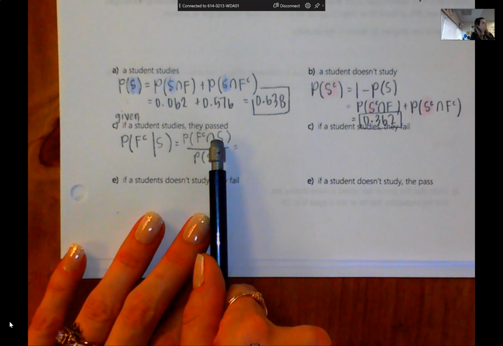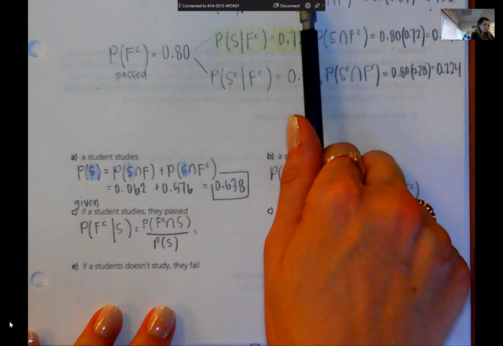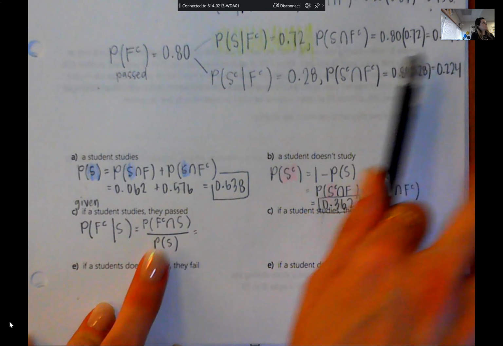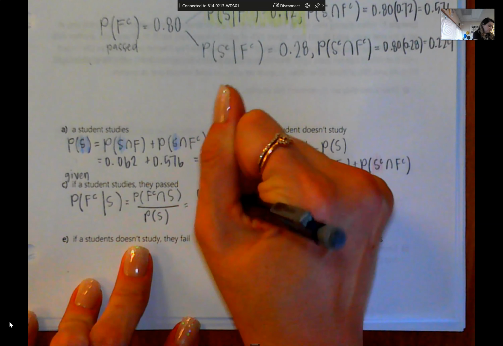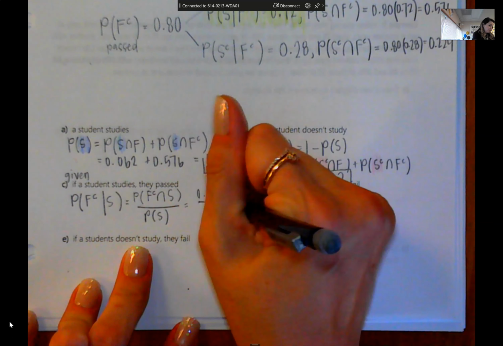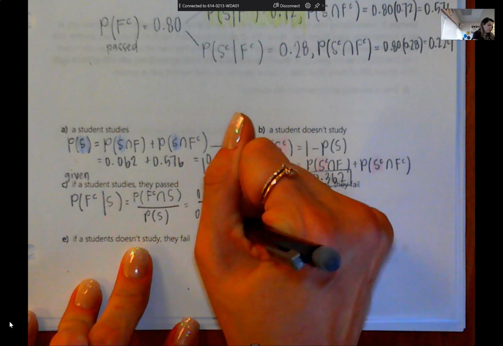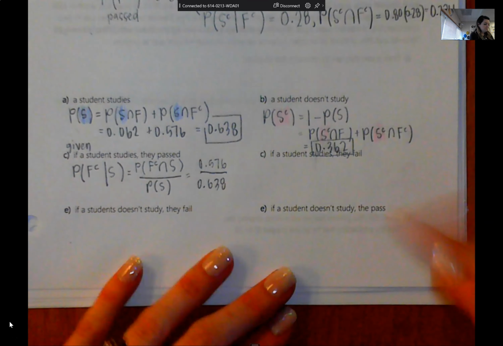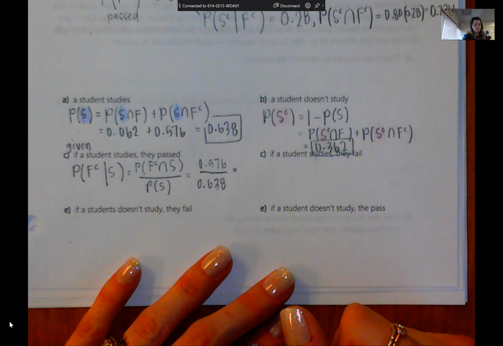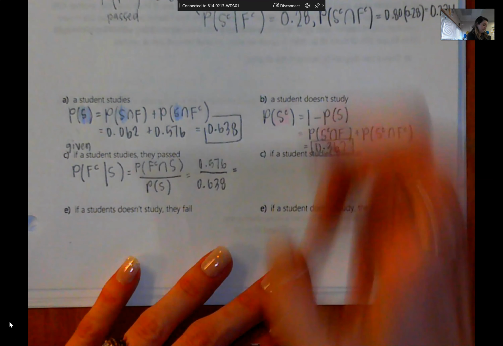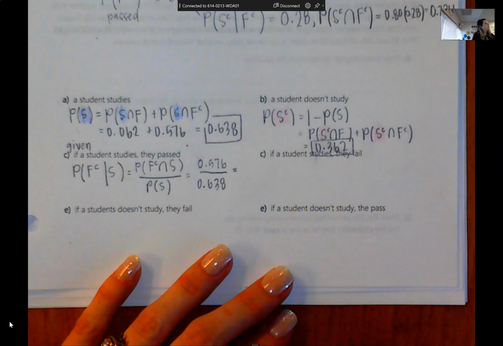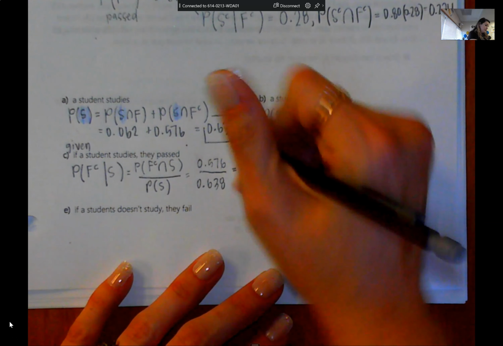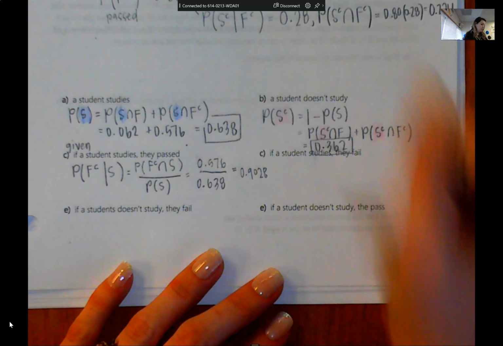This is up in the top part where we calculated F complement and S, so 0.576. And the probability of S we calculated right above, 0.638. Okay, what does that give us? 0.903, or 0.9028, however you prefer to round.